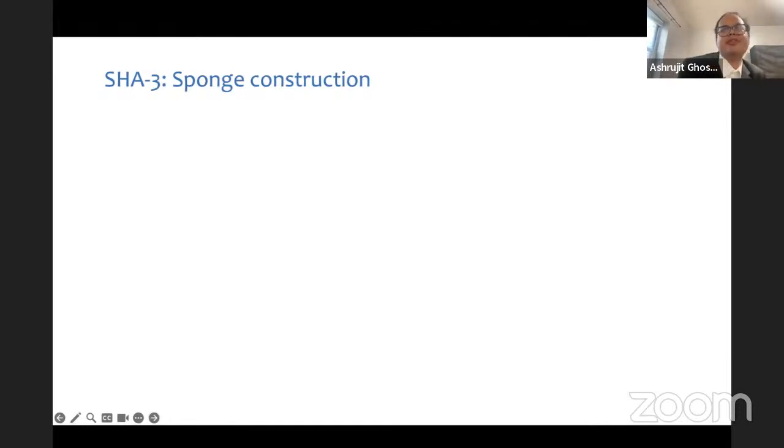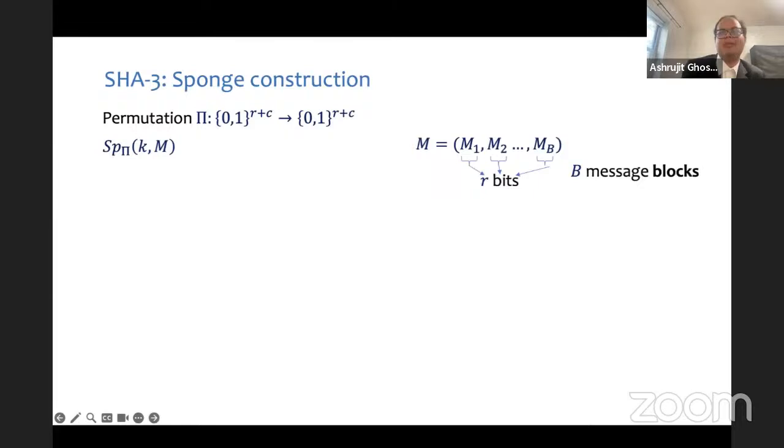The fundamental primitive in this construction is a permutation pi. In order to hash a message M, it is broken up into chunks of R bits. Here, the chunks M1 through MB are known as message blocks. The hash of M with respect to the hash key K is computed as follows.